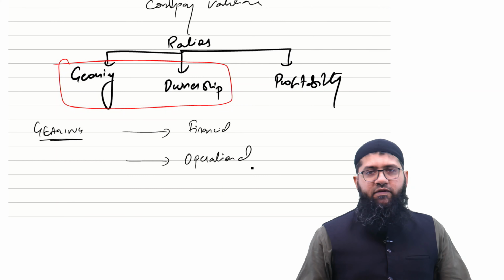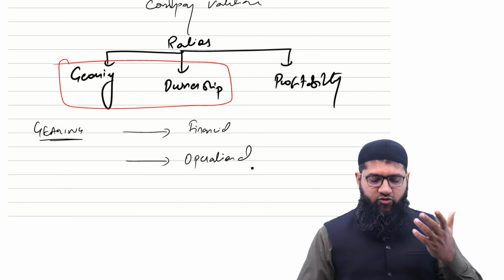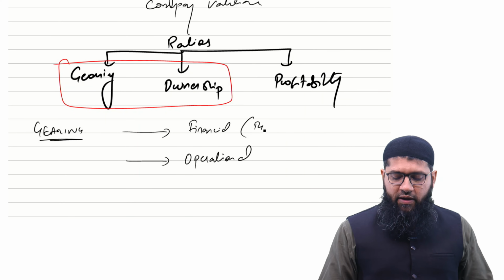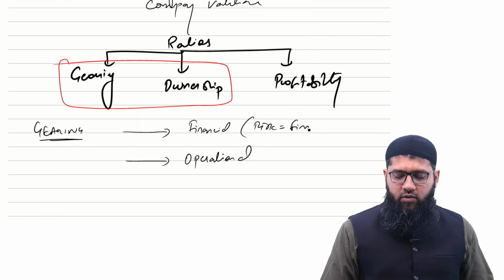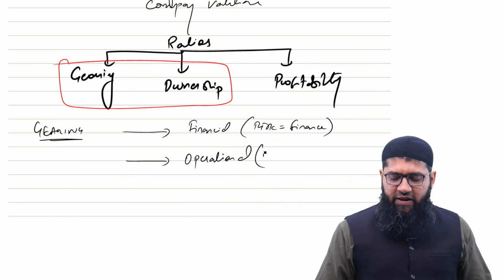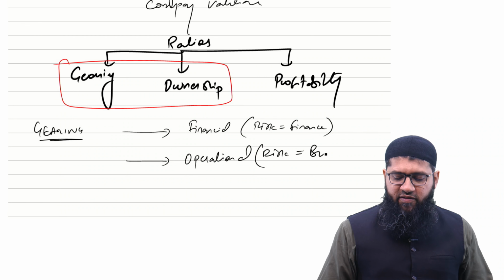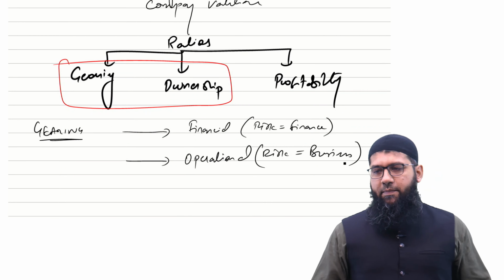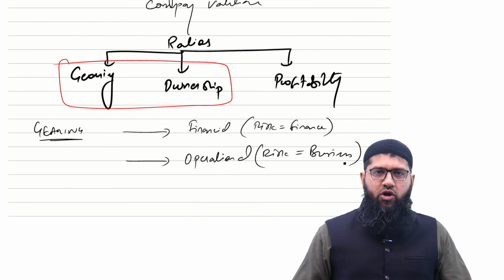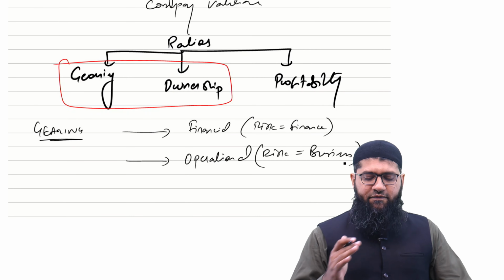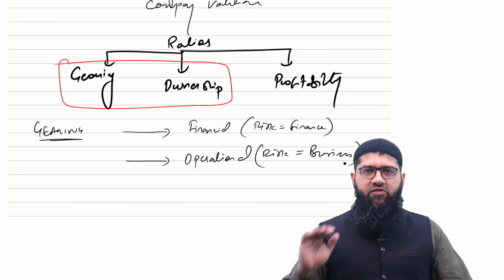What is the difference between both of them? The financial gearing relates to the risk relating to finance. The operational gearing refers to your business risk. So I repeat, there is a financial gearing and there is an operational gearing.